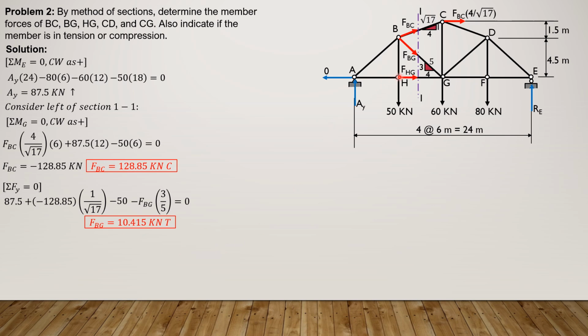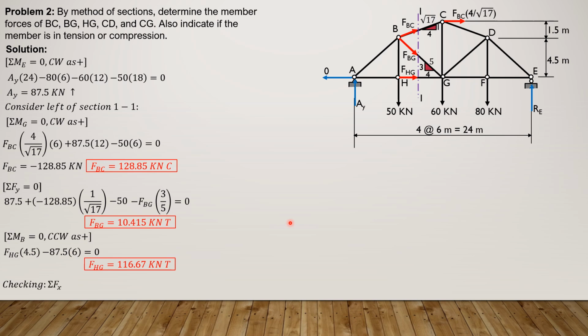Then for FHG, we sum up moment about B equals 0, counterclockwise as positive. So FHG times 4.5. Then 50 has no moment. Then minus AY, 87.5 times 6 equals 0. So FHG is equal to 116.67 positive. So tension.